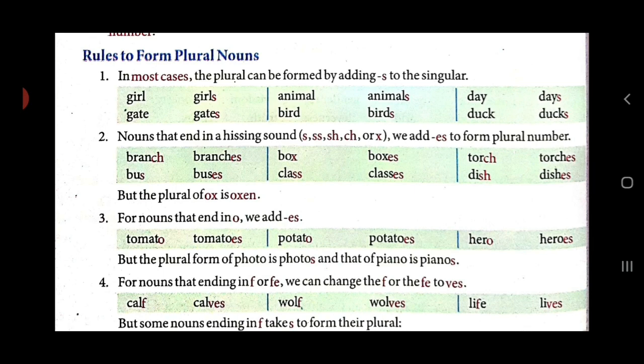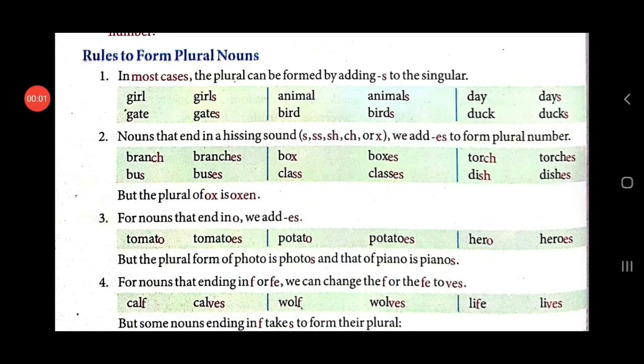What we have to add? Es to the singular word. Then it becomes the plural. So here we will just read out after adding es. What is the pronunciation? First one, branch, branches. Bus, buses. Box, boxes. Class, classes. Torch, torches. Dish, dishes. So they have added es and it becomes plural.